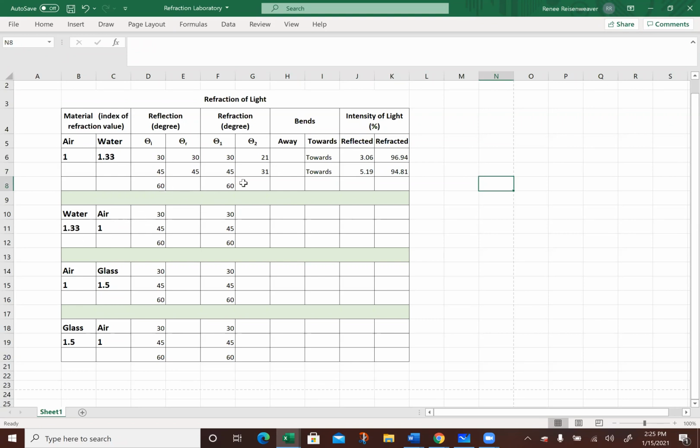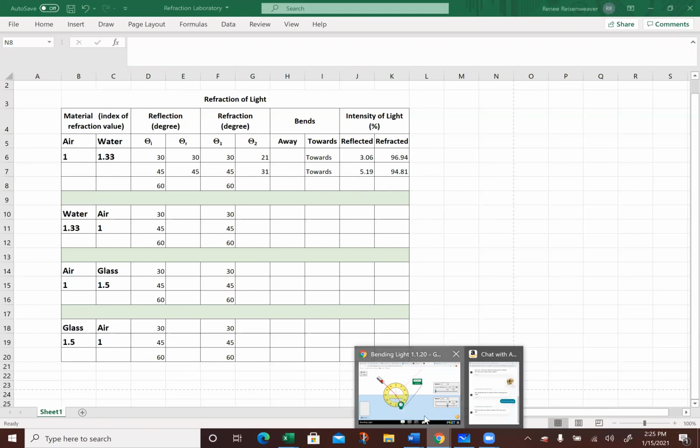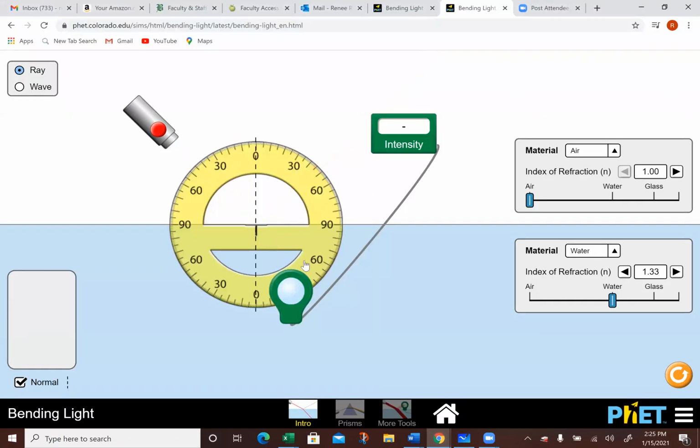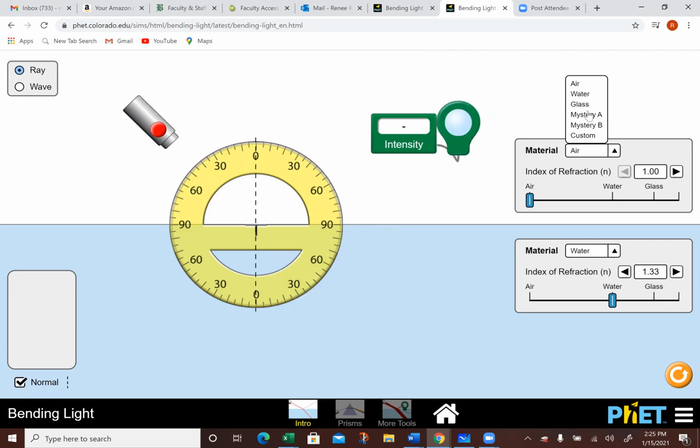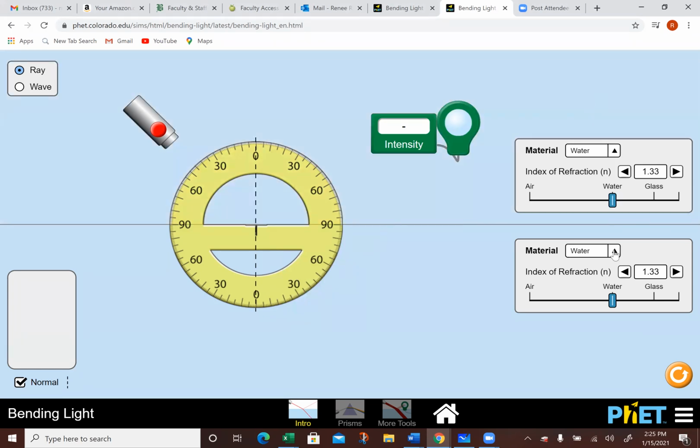Okay. You continue that for 60 degrees, and then you're going to do the water to air. When I want to switch, I come over here, shut that off, bring this up, and switch my material, this one to be water, and this one to be air. Okay, so you can work at your own pace.